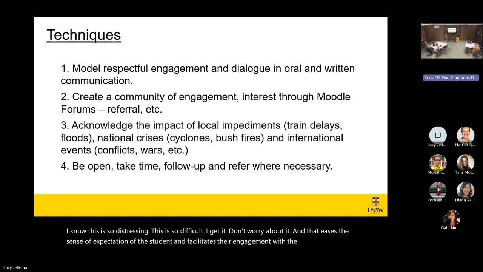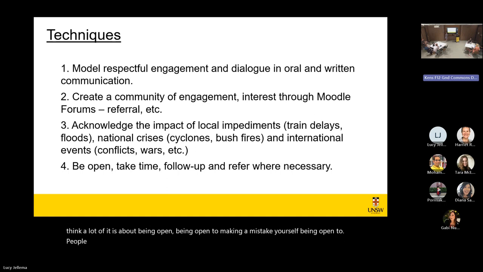And I think a lot of it is about being open to making a mistake yourself, being open to people articulating views or perspectives or challenges that you might need to take on board. But I think ultimately it's about, even in a context where we are all time poor, we need to make judgments about where we're going to put our time and our effort. And one of the things I've discovered is the value of investing in students and their experience, and accordingly to follow up and refer when necessary.